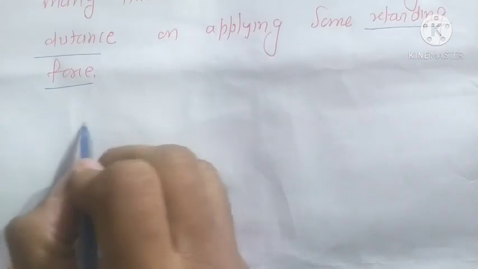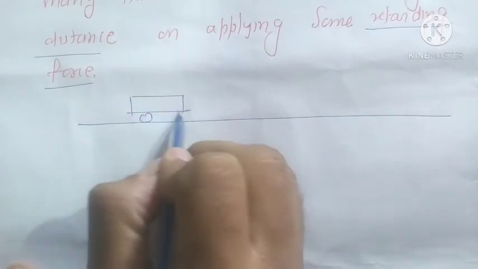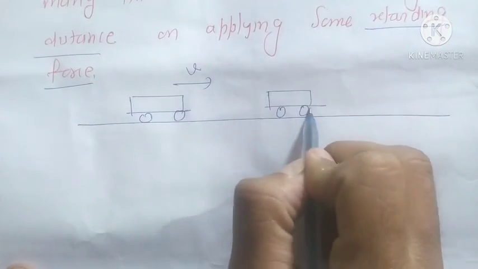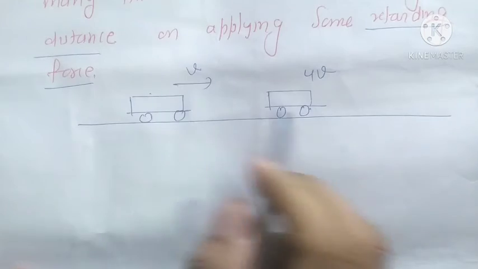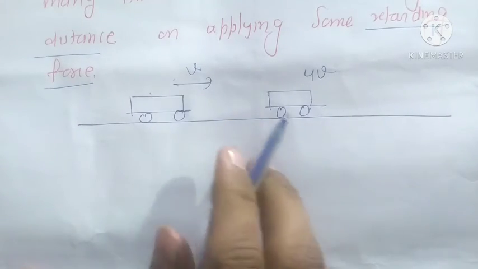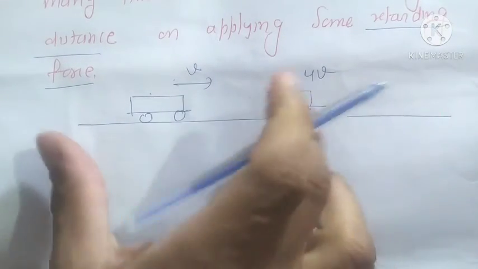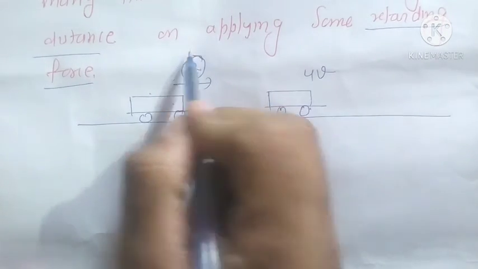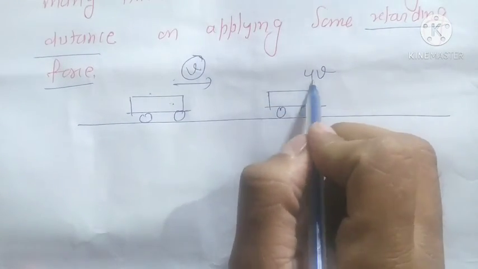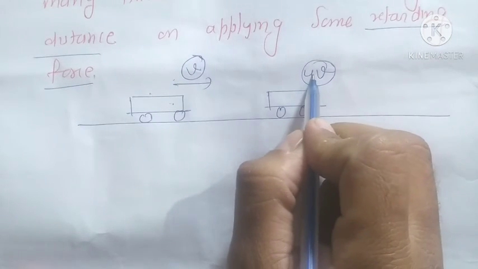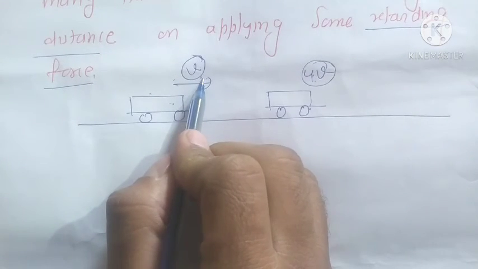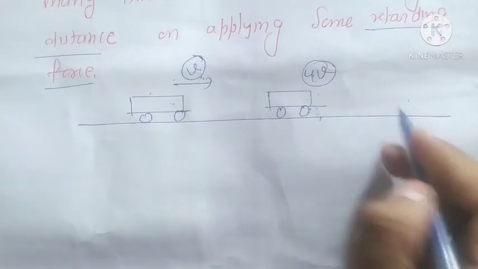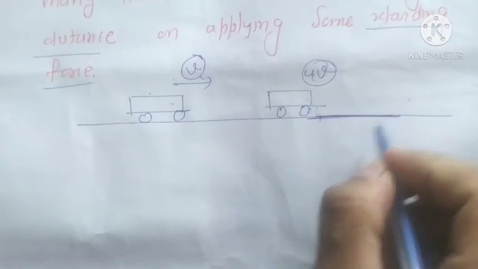Here we take a horizontal road and a car, and this car is moving with some velocity v. After some time its velocity is increased to 4 times this initial velocity v, that is 4v. But when applying brakes on this car, how much distance will it cover before stopping?